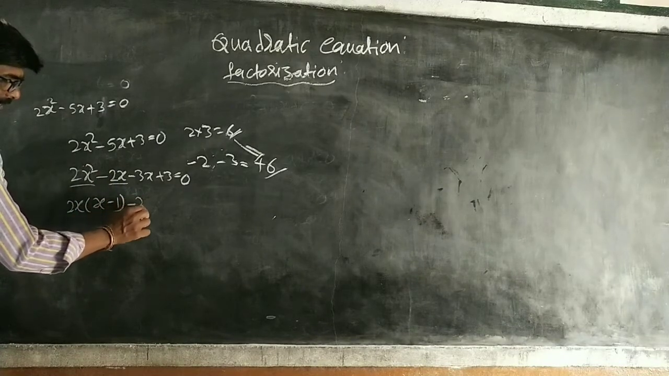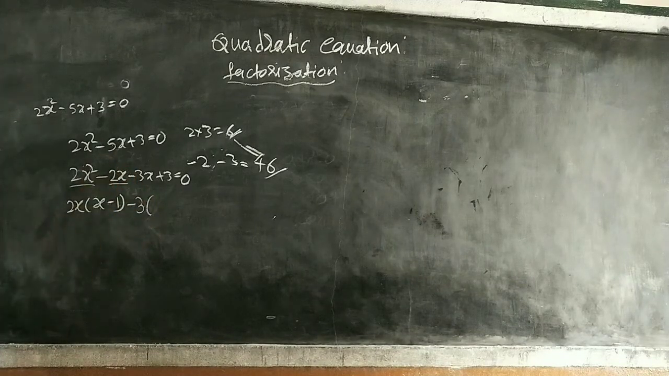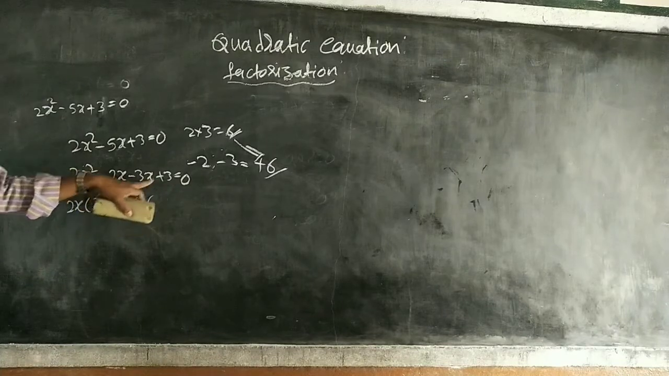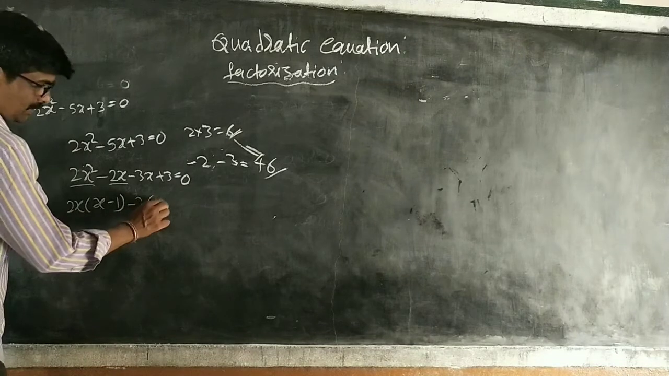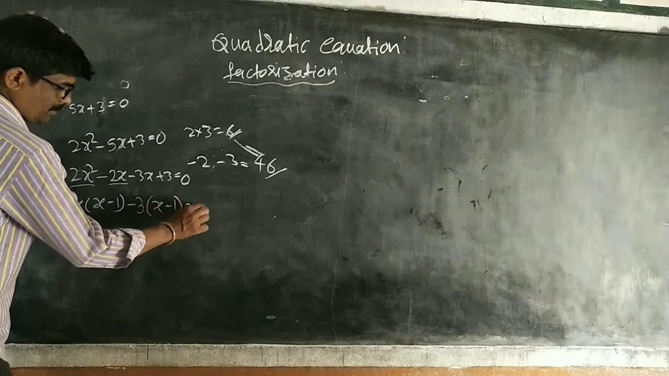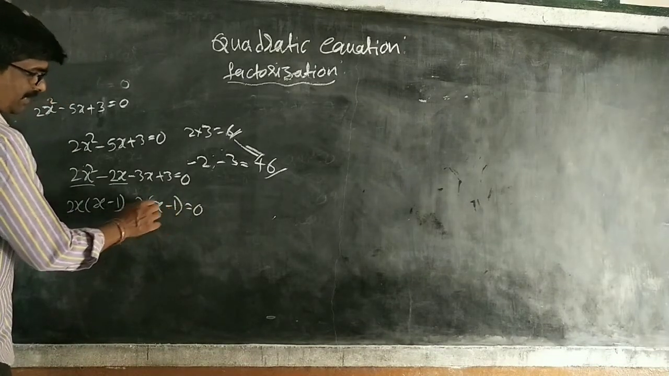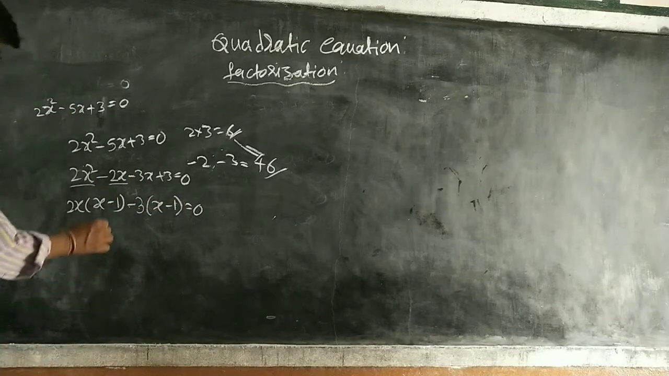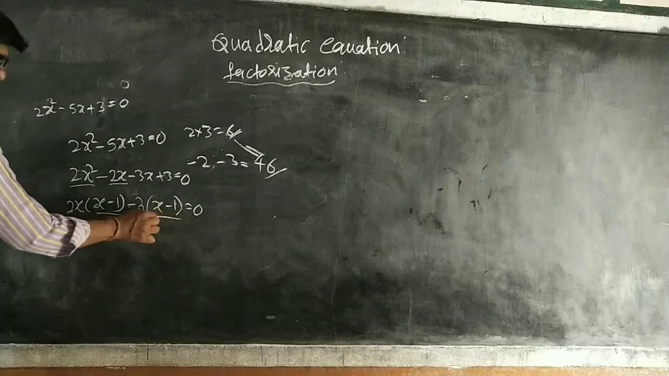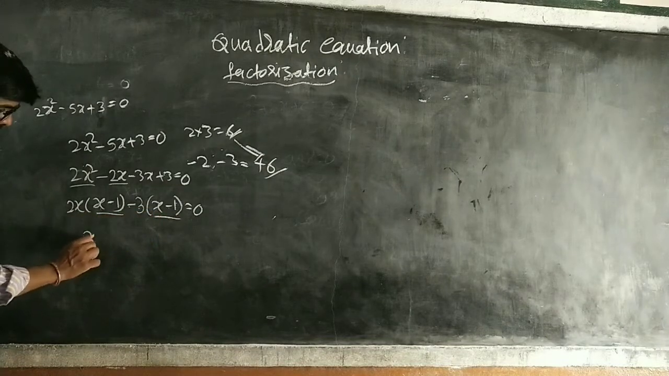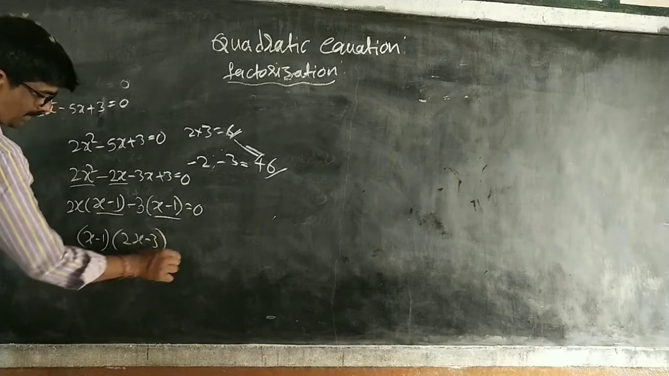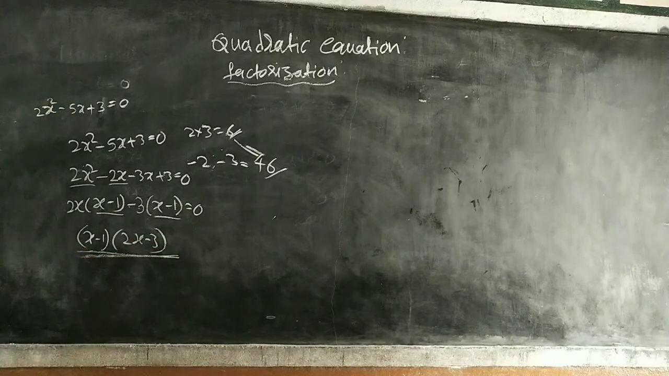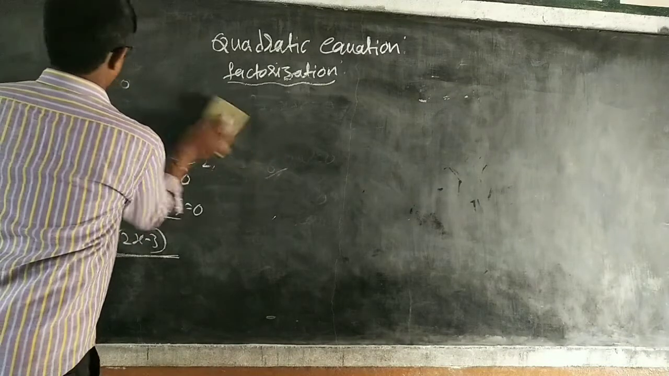Next I will take minus 3. Minus 3 I am taking here. Here also 3 is there, here also 3 is there. Just I am taking minus 3 common, x minus 1, because minus into minus plus, 3 times 1 is 3. Okay? Observe. Here also x minus 1, here also x minus 1. If I take x minus 1 common, then 2x minus 3. This is the factorization. Okay? Right. Next, again one problem.